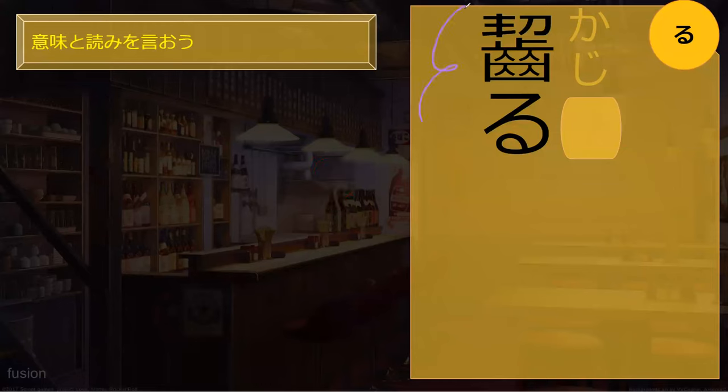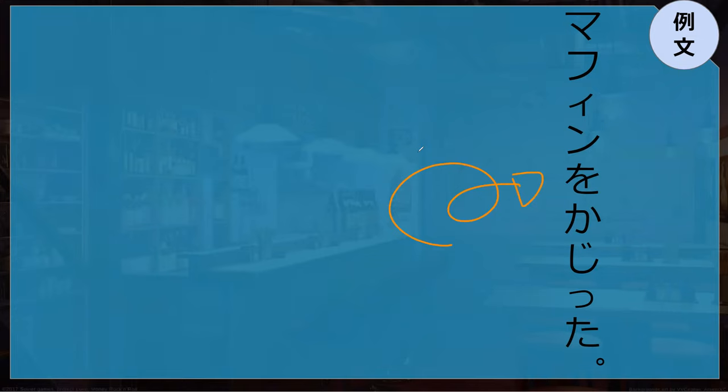Okay. Kajiru is a word we've kind of seen before, but not exactly. Do you know what kajiru means? Might have been something to do with biting. Yes, it does have to do with biting. Kajiru is kind of like to bite, a little bit of a gnawing feeling sometimes. But yeah, what does it say? Muffin o kajitta. So I gnaw the muffin.